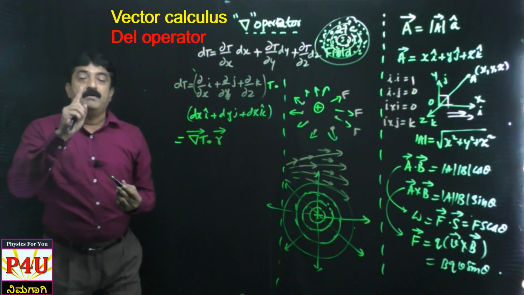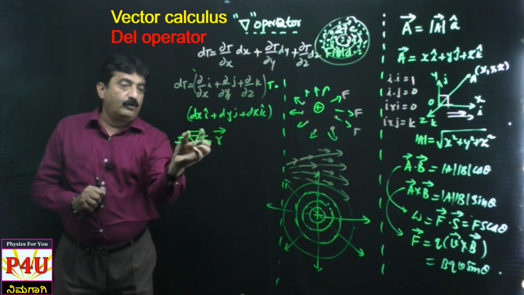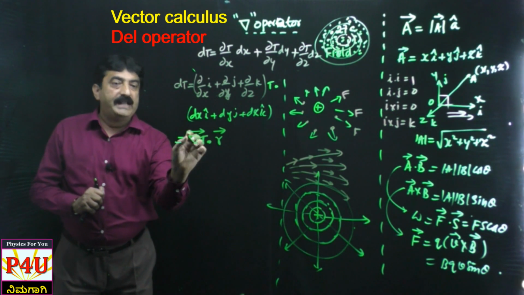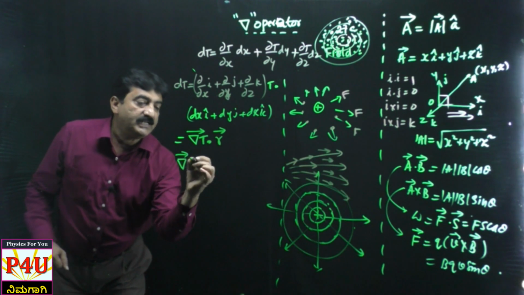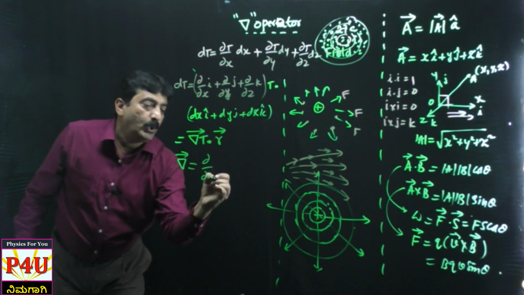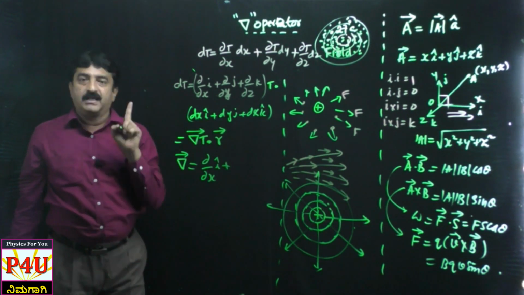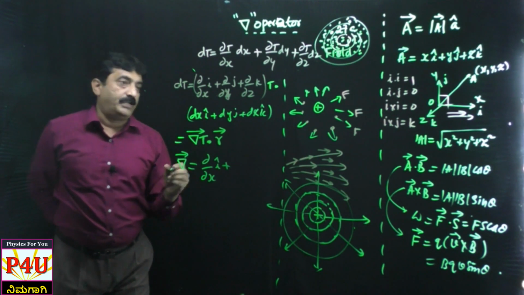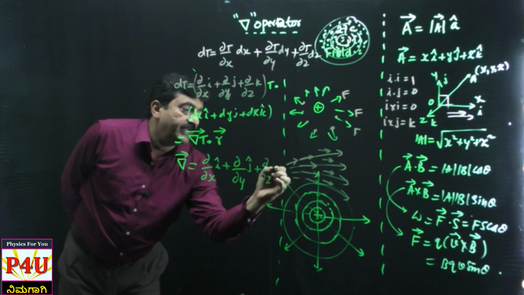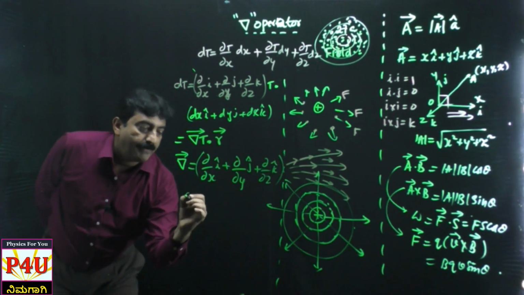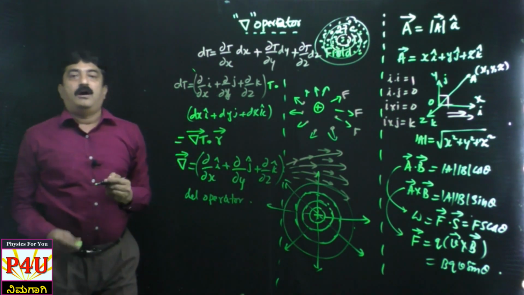This is a vector. But dear students, I already told you temperature is a scalar. Therefore, when I put arrow mark, I am putting the arrow mark on del. So del is a vector here. So del is a vector which is nothing but dou by dou x i cap. Even sometimes I will ignore i cap, but still it is there. It is representing direction. Dou by dou y j cap plus dou by dou z k cap, called del operator.